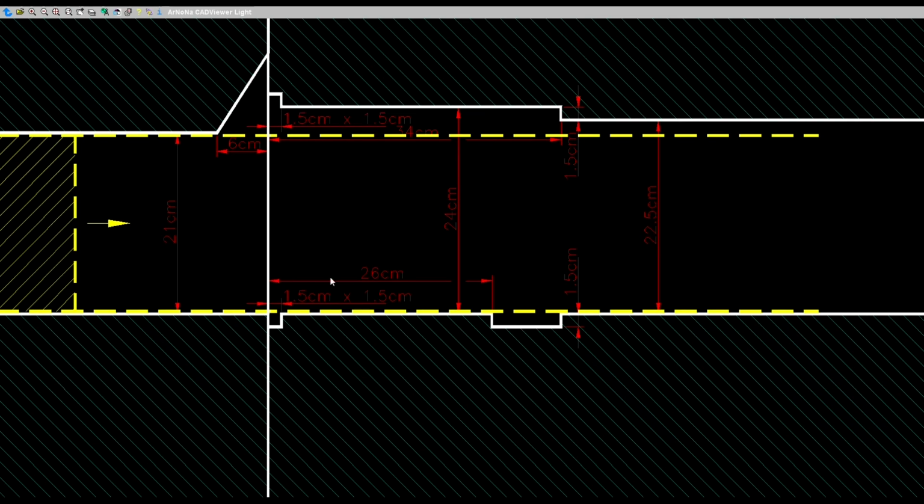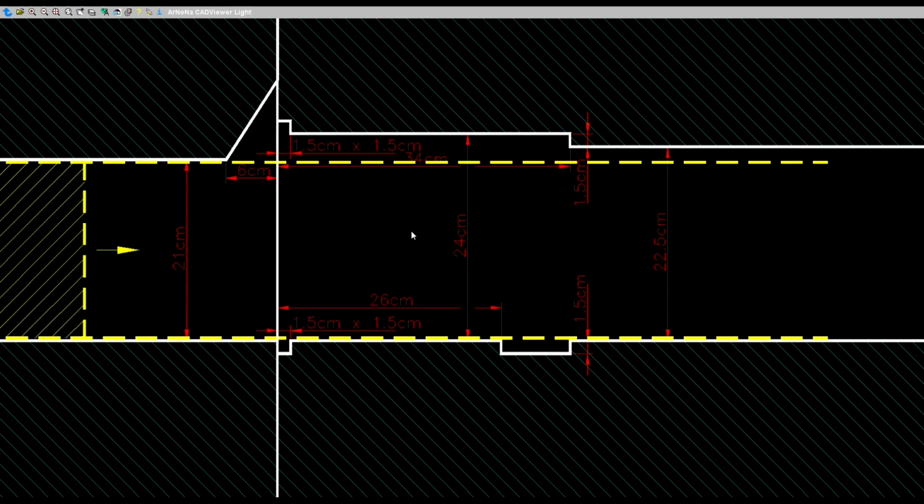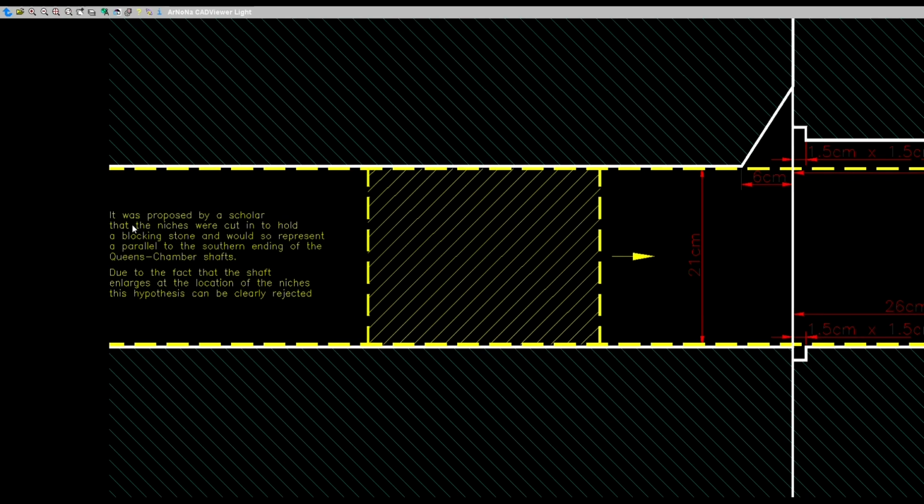So this very much resembles the lower southern shaft. What he writes here is, let's just read it. It was proposed by a scholar that the niches were cut in to hold a blocking stone and would be represented parallel to the southern ending of the Queen's Chamber shaft. Due to the fact that the shaft enlarges at the location of the niches, this hypothesis can be clearly rejected.